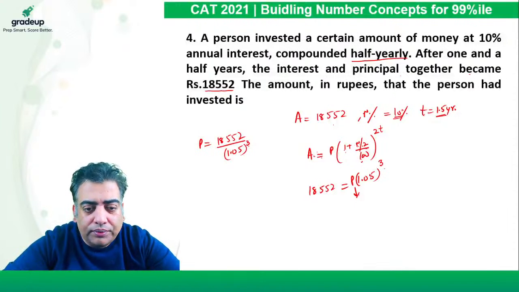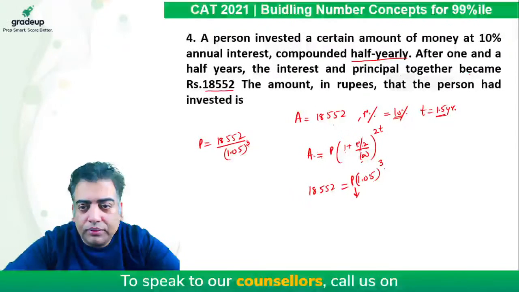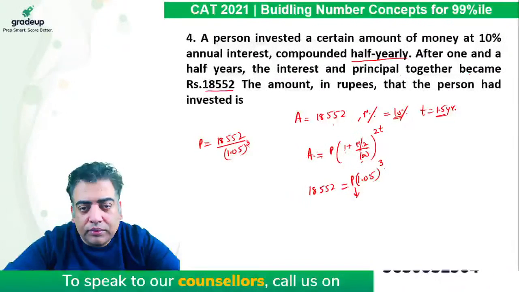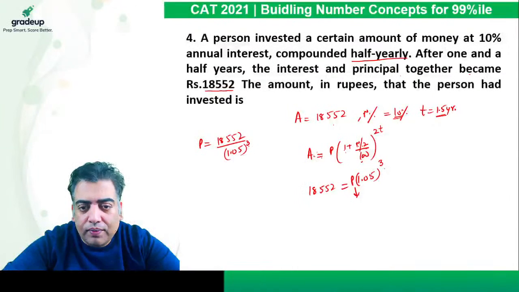Is it done? So on simplification, the answer comes out to be around 16,000. Please do not waste your time in the exam when you come across such a calculation and when values are also given to you, right?